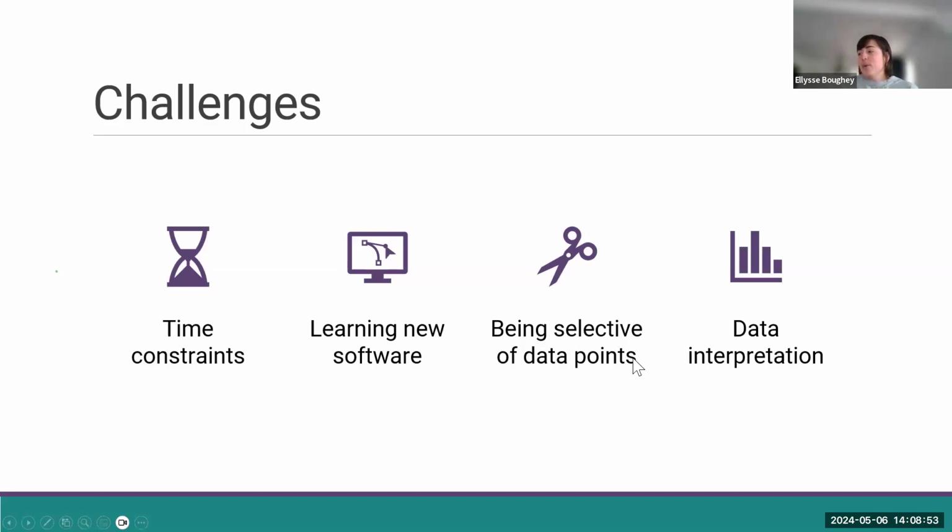Being selective of data points. There is so much rich data out there that covers sexual and reproductive health in Montana, and so I wasn't able to include everything in the dashboard because you want to be mindful of the user experience and also not slow down the performance of the dashboard. So trying to figure out how to paint a comprehensive picture on these issues, but also being selective of what data to include was definitely a challenge.